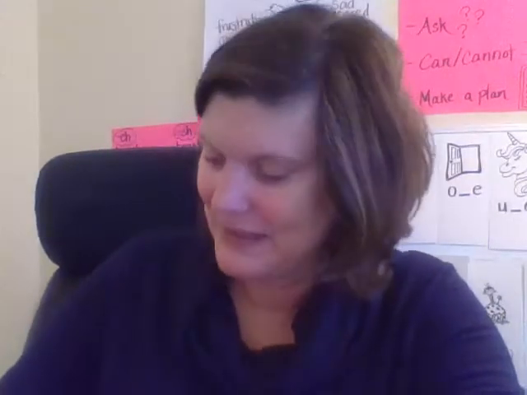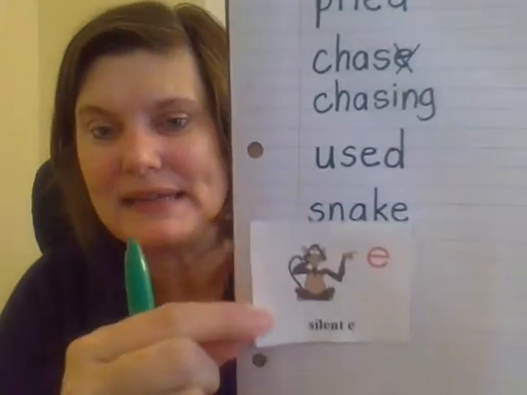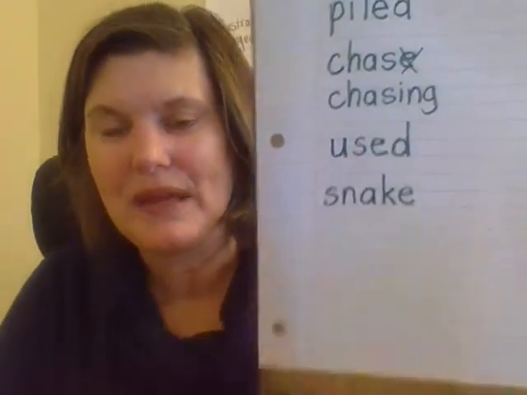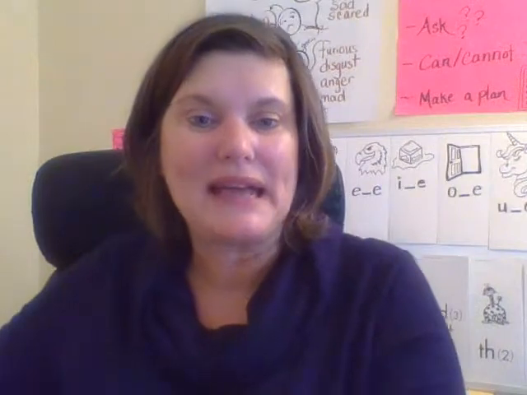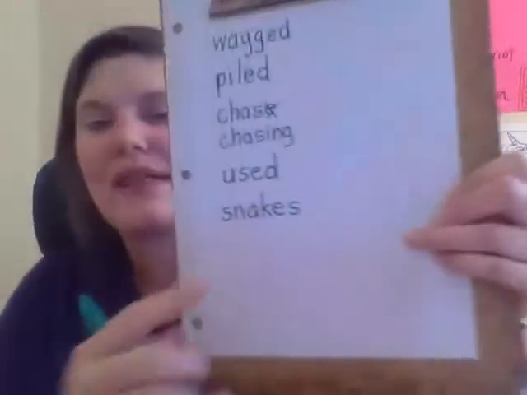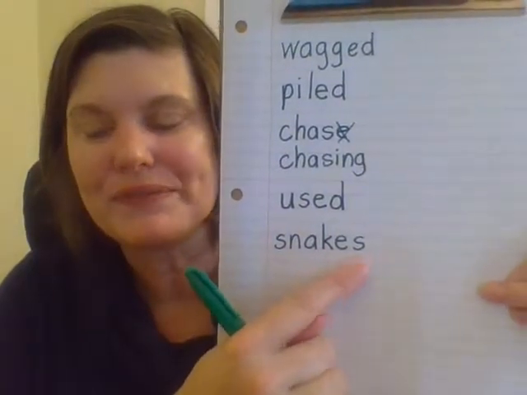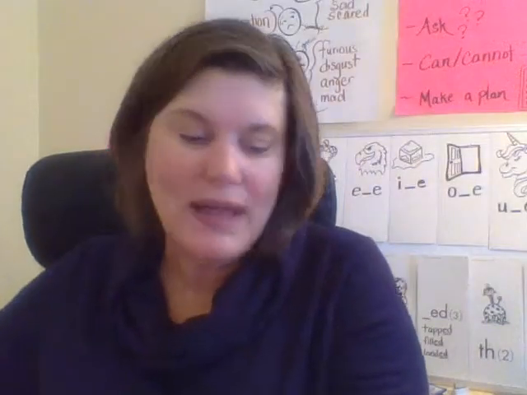Snakes. Ugh, snakes. What's the base word for snakes? Snake. Snake. This is definitely a silent E syllable. We want this to be snakes. So we just add the plural suffix. Very good.